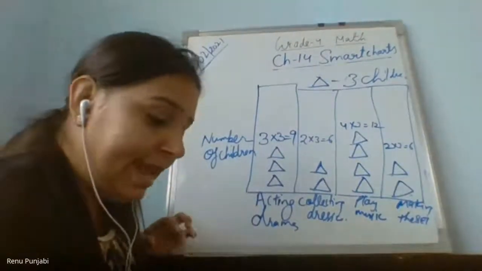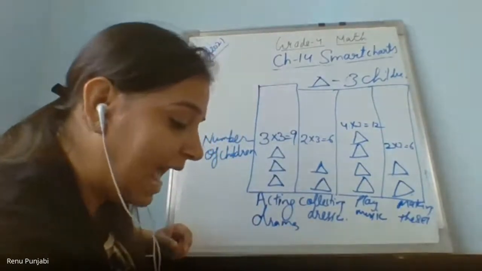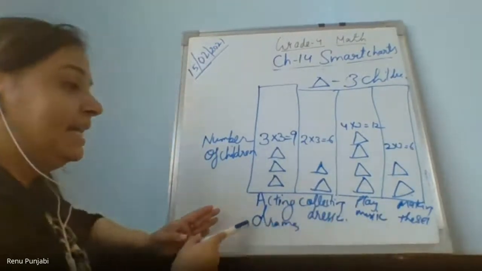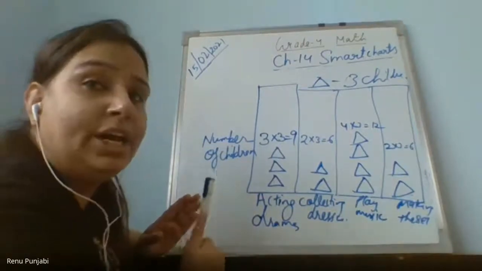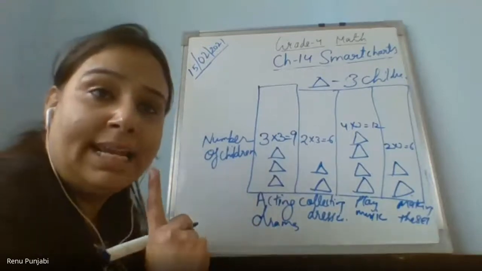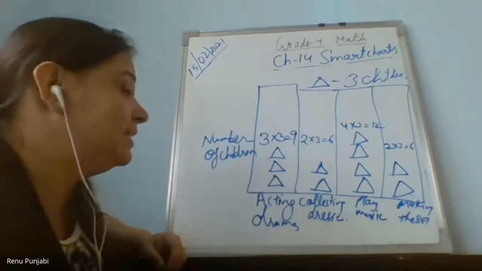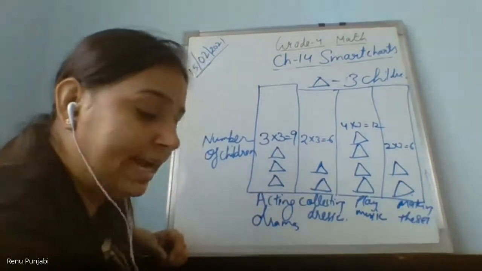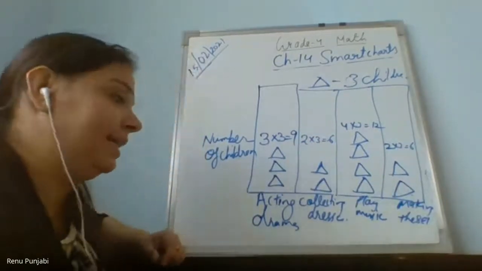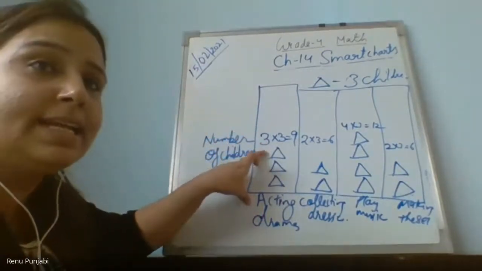Next is, which are more, children making the sets or those doing acting? Here you will not write the number. Here you have to write the name. So the name is acting. Not 6. Those who are writing 6, their answer is wrong. Because the question is asking which are more, children making the sets or those acting. Here acting is more. So you will write acting as the answer.